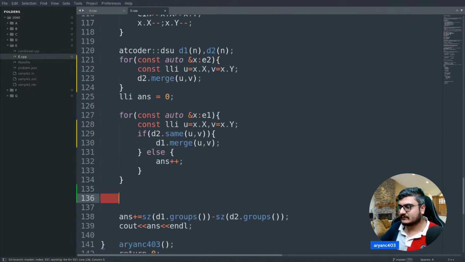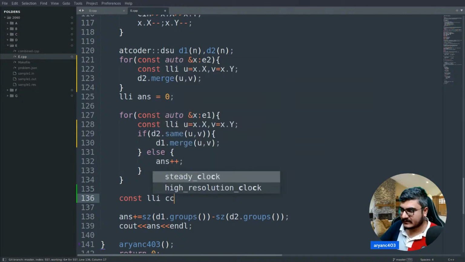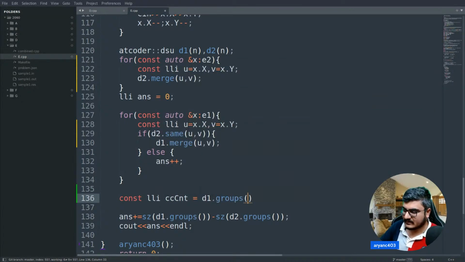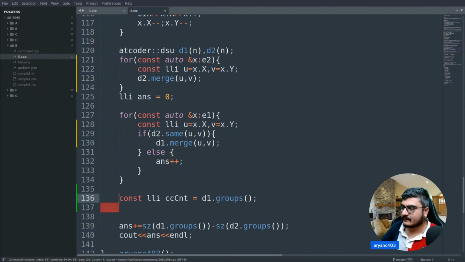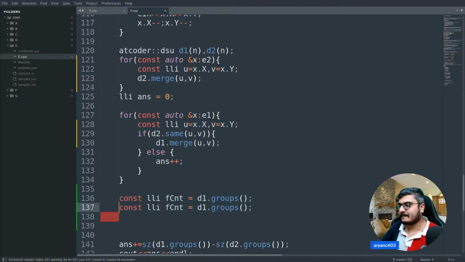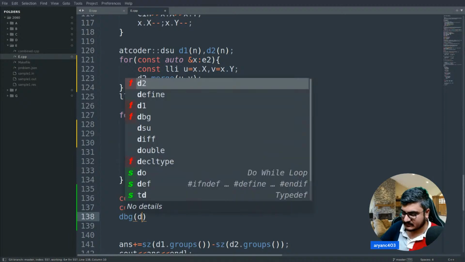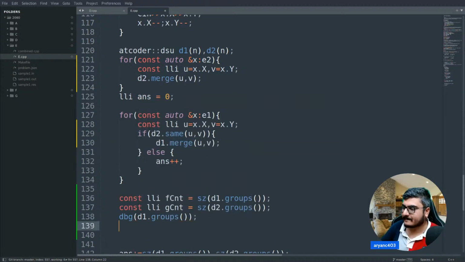After that, I look at the number of connected components count in D1, F count, let's say this, and G count. Basically, these groups return me all the set of pairs we need. This basically gives me each connected component as a vector of vector. I can probably show you how E1 dot groups looks like.